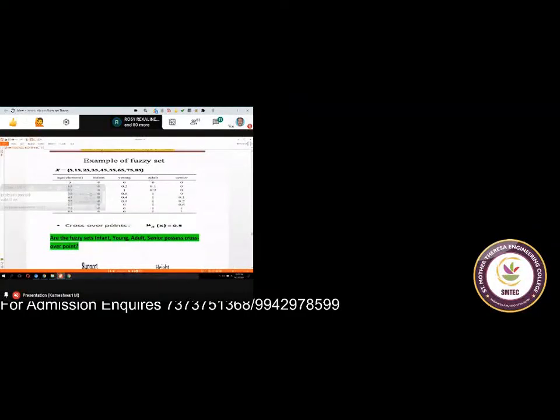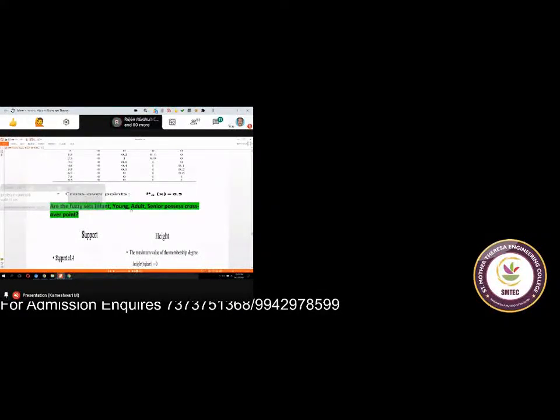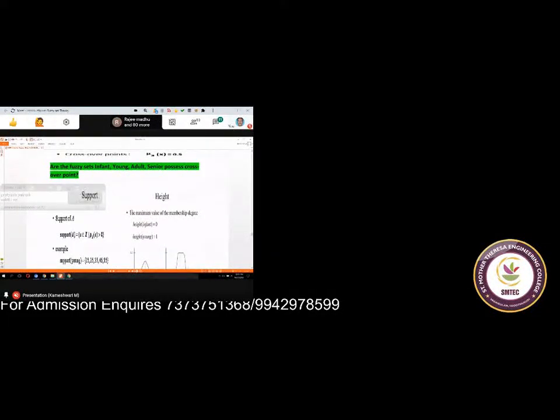Come to support. Support means the collection of all x whose membership value is greater than 0. Look here, you are not collecting the fuzzy value, you are collecting the members from the universal collection. Verifying the condition, whichever members have a value greater than 0, you collect those members. That gives the definition of support of A. Here, young is a fuzzy set. Young, adult, infant are called fuzzy variables since each is a fuzzy set.